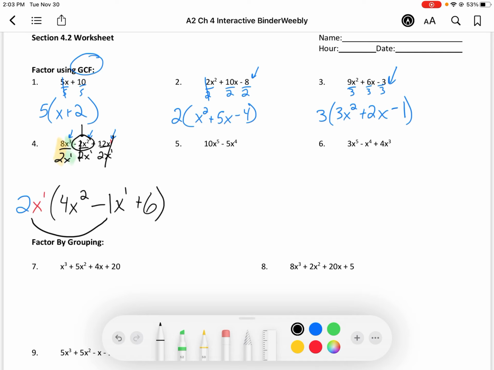The x to the 1 you took out, you factored out. So there's no x's for this term. But when you do distribute to check, 2x times 6 is 12x to the 1. So I factored that correctly, because you can check factoring by multiplying. Number 5, you can factor out a 5 and an x to the 4. Then you're left with 2x minus 1.